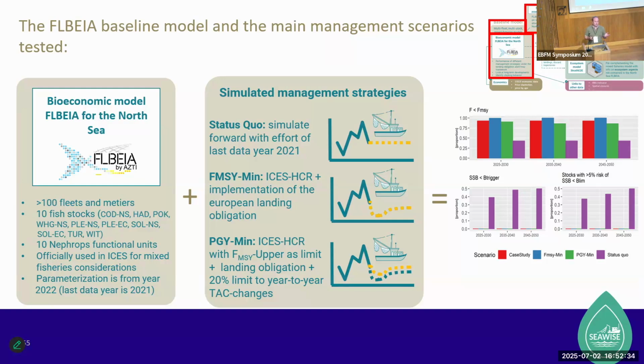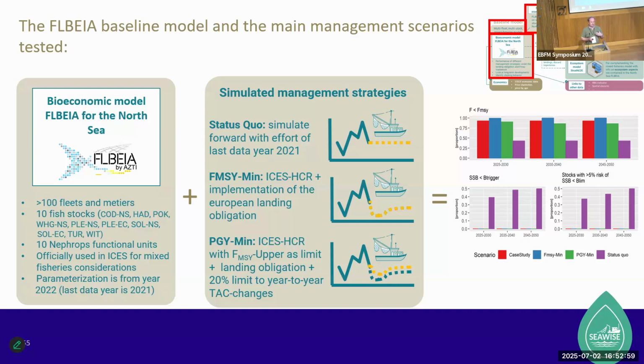We simulated 3 standard management strategies you have already seen: status quo effort as a baseline, and then FMSY-min, with FMSY-min as the upper limit, and the landing obligation, and then a more flexible, pretty good yield scenario where you can also go above FMSY if your stock is in good shape. And then we get the standard indicators that we all know from MSEs.